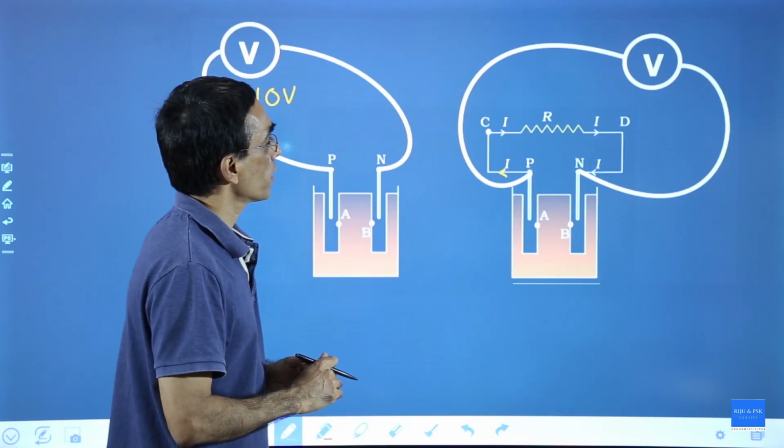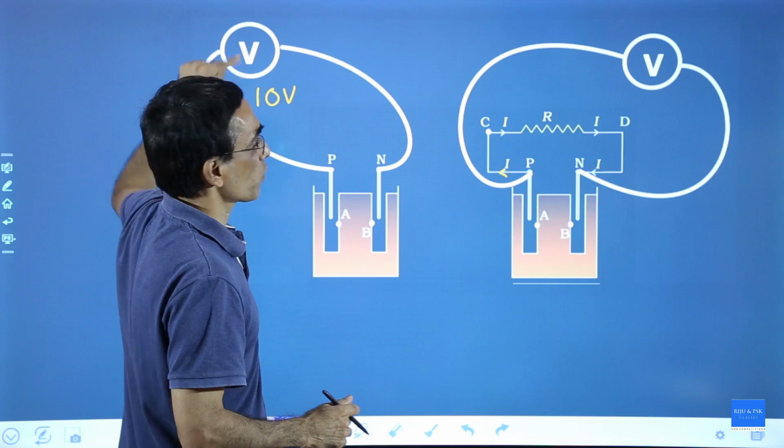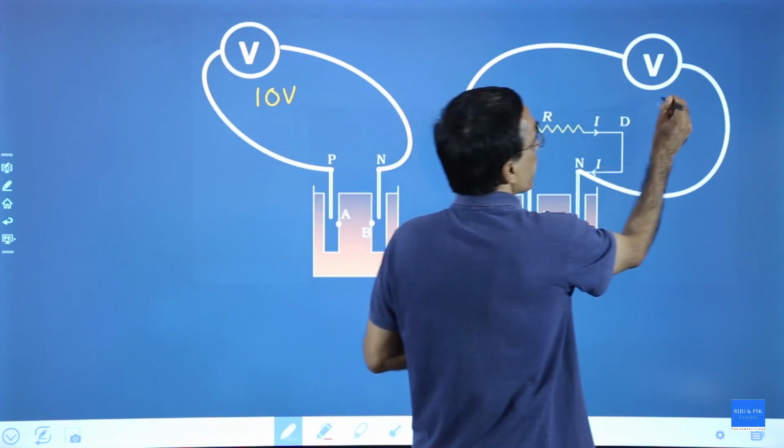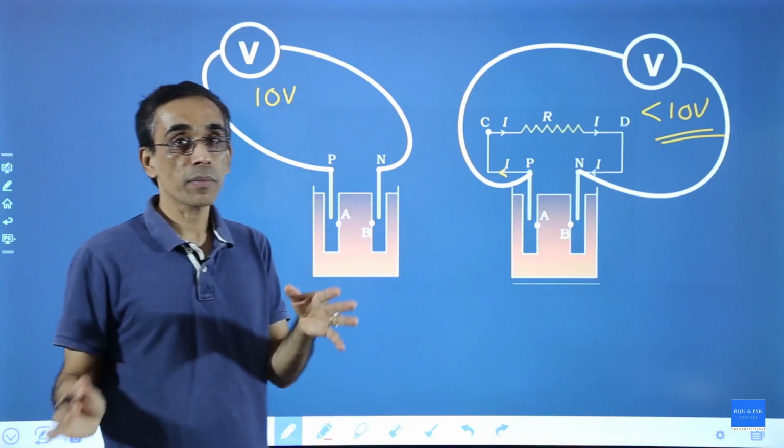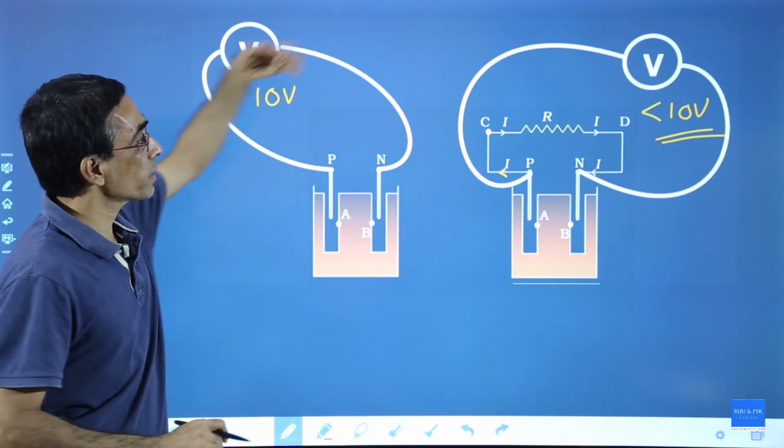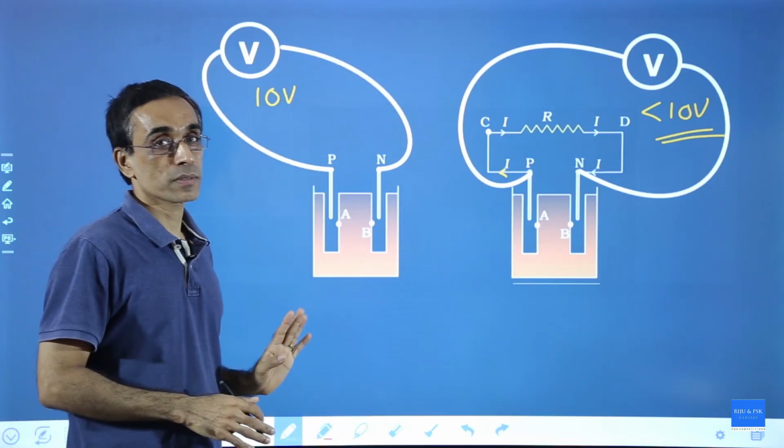If it reads 10 volt, this will read less than 10 volt. Though it is the same cell, this will read 10, that will read less than 10 volt.